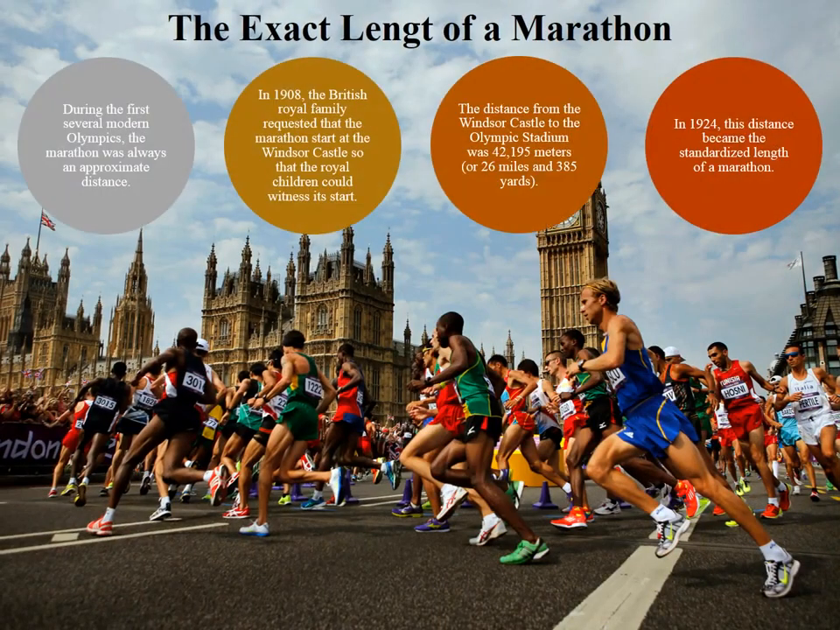The exact length of a marathon. During the first several modern Olympics, the marathon was always an approximate distance. In 1908, the British royal family requested that the marathon start at Windsor Castle so that the royal children could witness its start. The distance from Windsor Castle to the Olympic Stadium was 42,195 meters, or 26 miles and 385 yards. In 1924, this distance became the standardized length of a marathon.